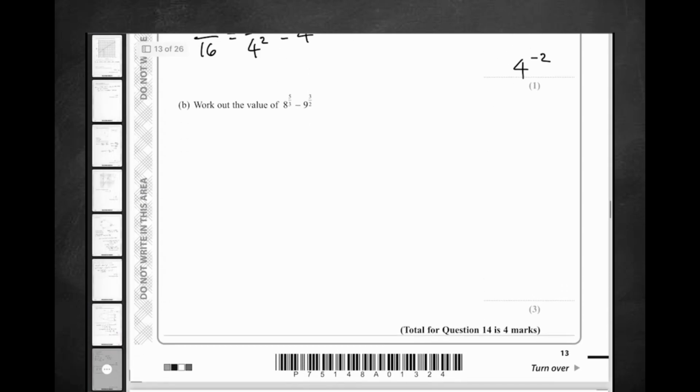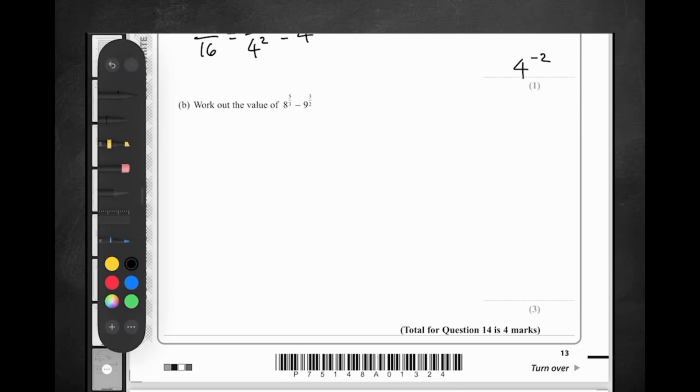Work out the value of 8 to the power 5 over 3 minus 9 to the power 3 over 2. So you can do this one of two ways. You can do the cube root of 8 and then do it to the power 5. Or you can do 8 to the power 5 cube rooted. And I'll be honest, 8 to the power 5 doing it in my head without a calculator in an exam sounds unpleasant. So let's do it the easy way.